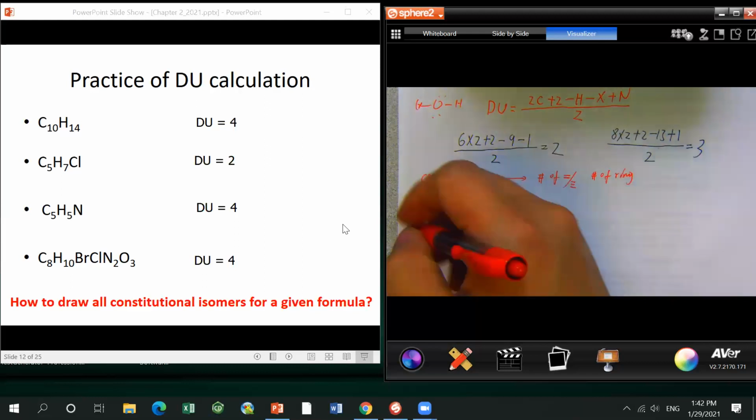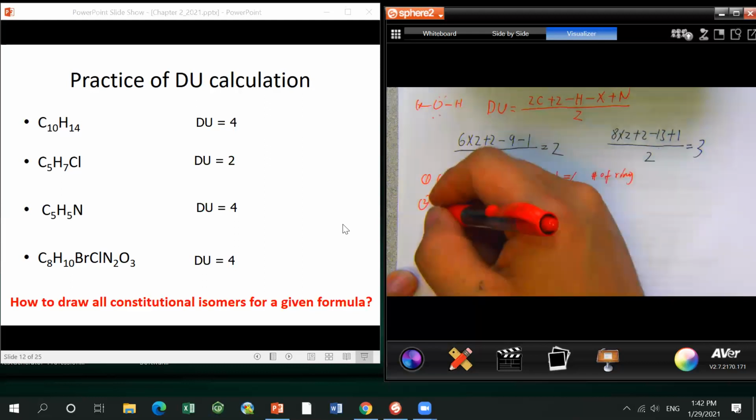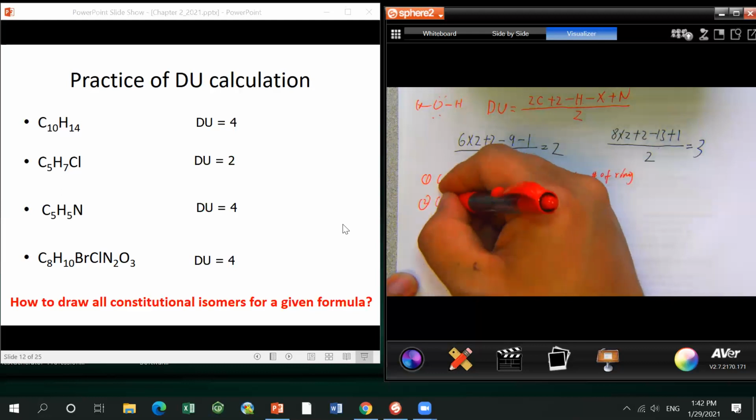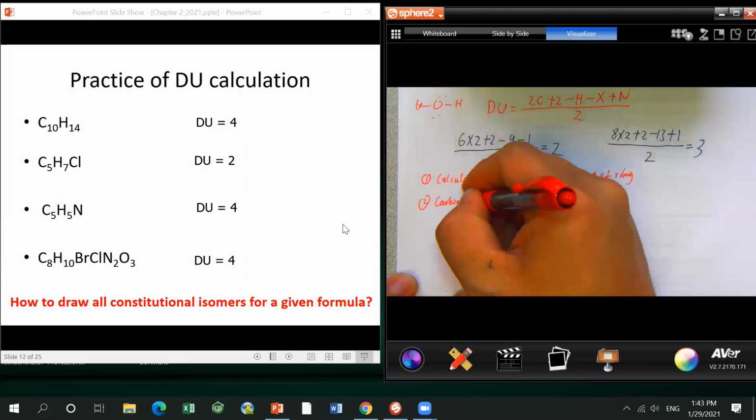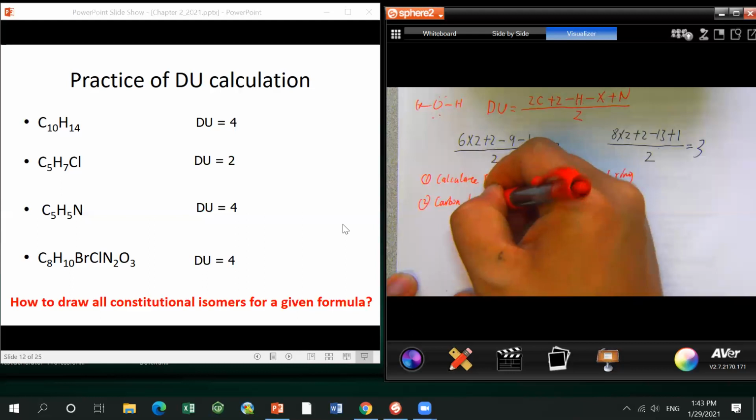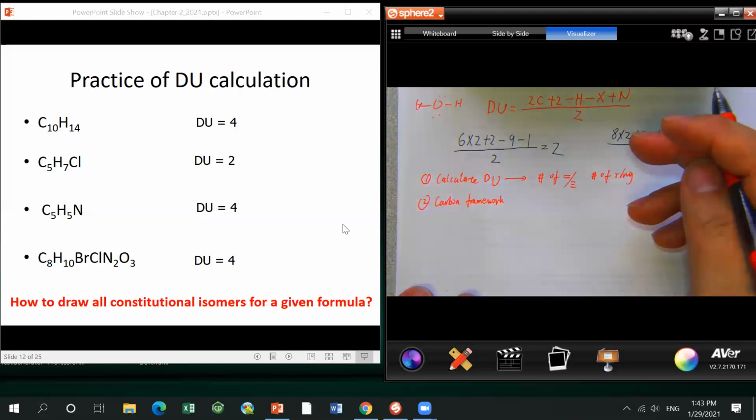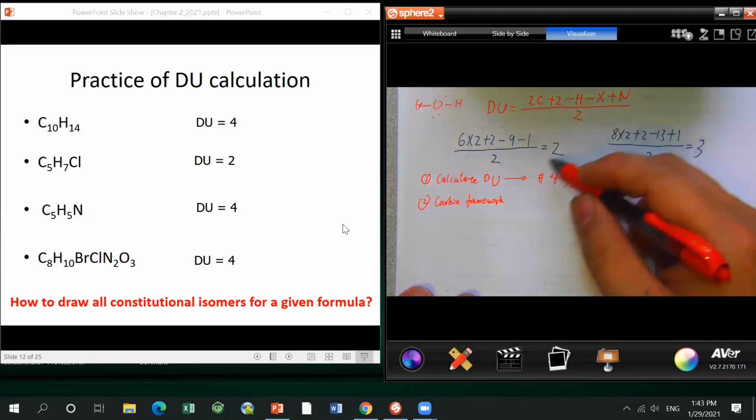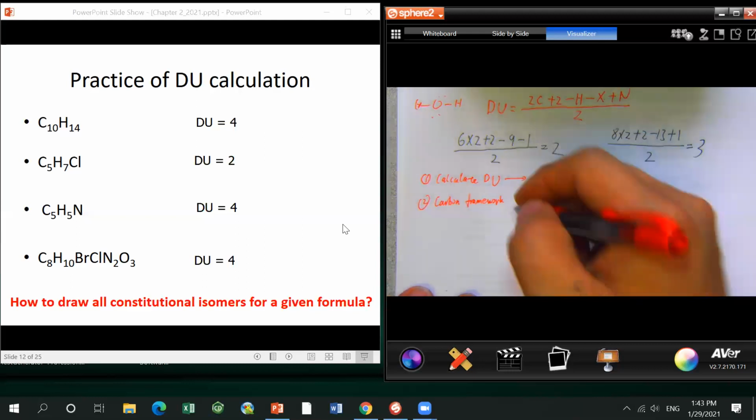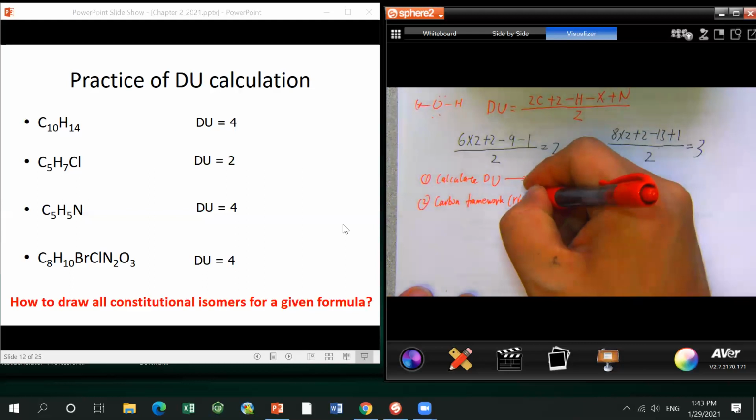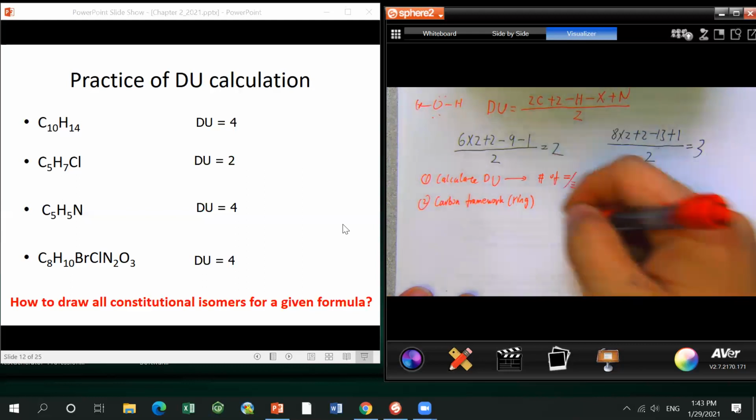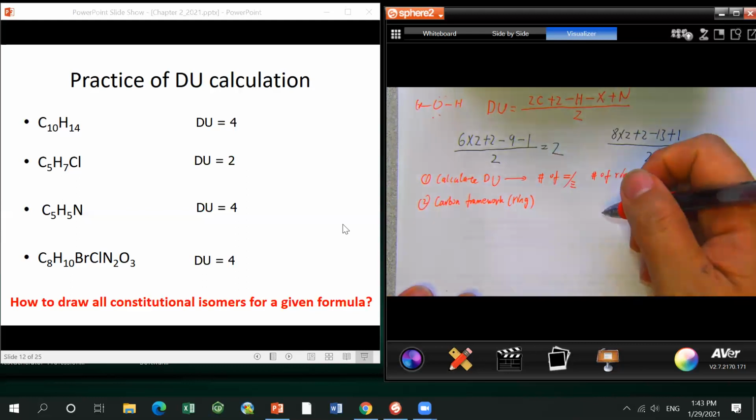Right, and then second, you need to draw the carbon framework. That's just the carbons, without any other atom, okay? If there is some degree of unsaturation, we can also draw rings in this step, like three-membered, five-membered, two-membered rings, something like this, okay?